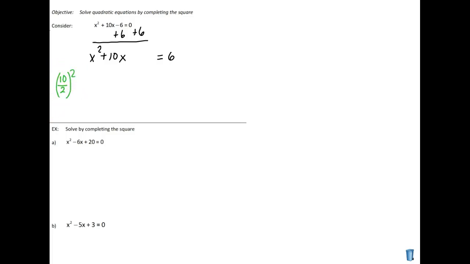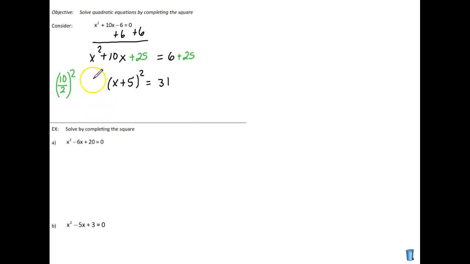Well, we did this one exactly. We said, okay, that is 10 divided by 2 is 5, 5 squared is 25, so I'm adding 25 here. Now this is an equation, so if I add 25 to this side, I also have to add 25 to the other side of my equation. Well, now this side of my equation factors into x plus 5 squared. And the other side of my equation simplifies to 31.